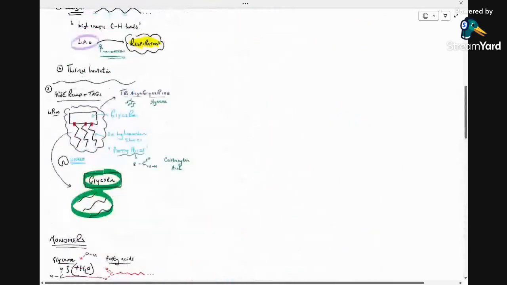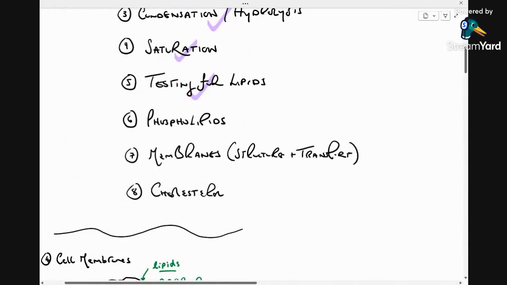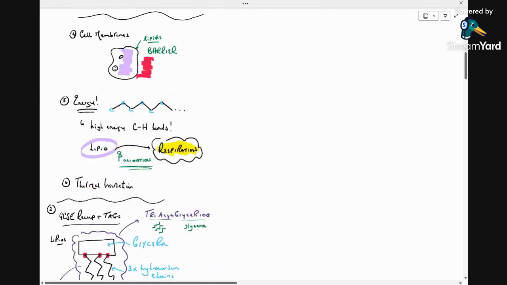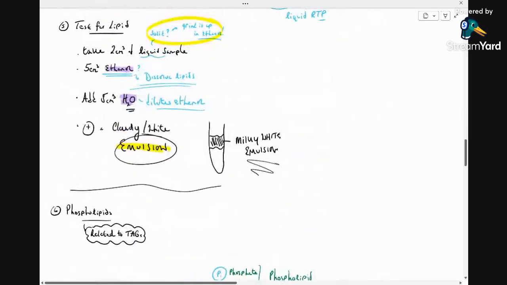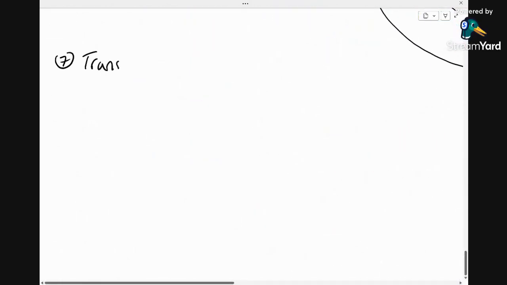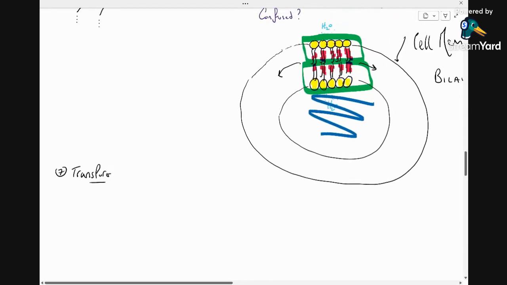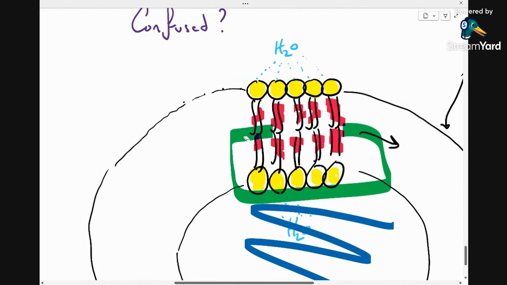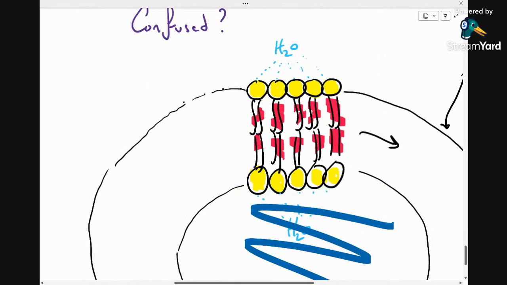So let's just look at the menu and tick off. So we've done phospholipid structure, we've covered membrane structure. I now want to cover transport. That's point number 7. So point number 7 is transport across membranes.